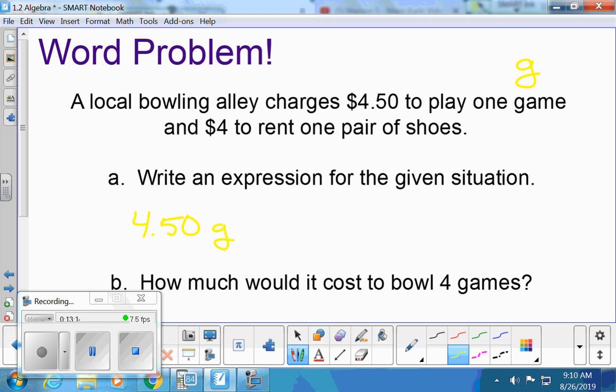I'm going to do 4.50G so that if we decide to play 2 games or 3 games, we could stick that 2 or 3 in here. And then what'd you say? You're right on plus. Plus 4. Good, because we're definitely going to have to rent the shoes. All right, I'm assuming we're only going to rent 1 pair of shoes because you only have 1 pair of feet. How much would it cost to bowl 4 games?